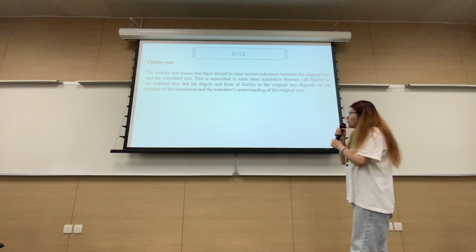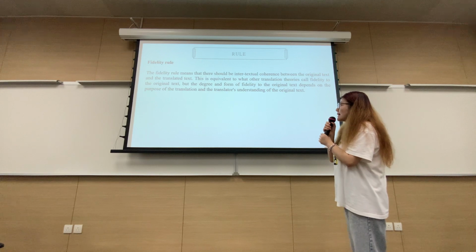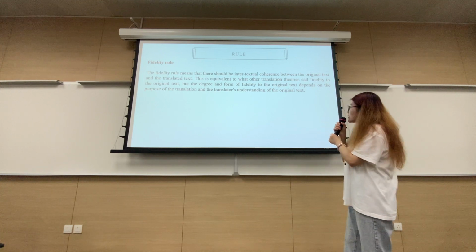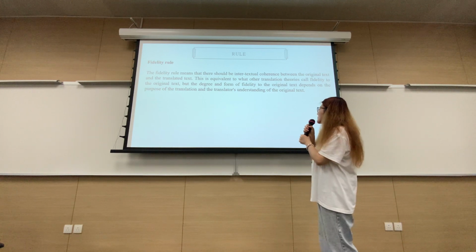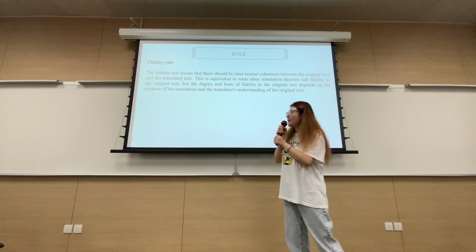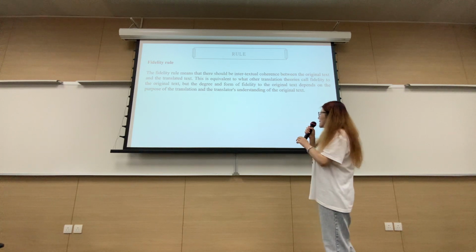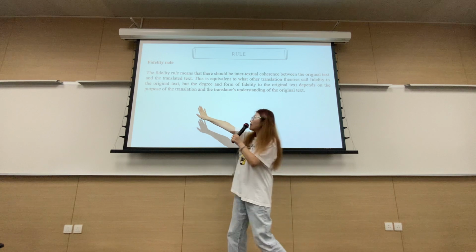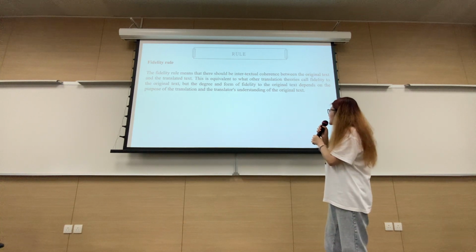And the last rule is the fidelity rule. The fidelity rule means that there should be intertextual coherence between the original text and the translated text. It's equivalent to what other translation theories call fidelity to the original text, but the degree and form of the fidelity to the original text depends on the purpose of the translation and the translator's understanding of the original text.